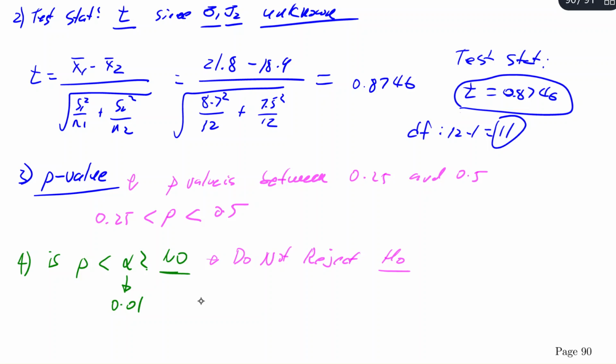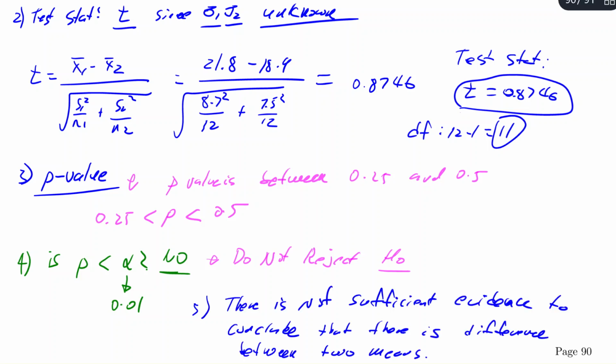So now our conclusion is there is not sufficient evidence to conclude that there is difference between two means, which is, again, we're just writing H1, or alternative hypothesis, in words. There is not sufficient evidence since we do not reject H naught. Okay, so this is how we test two means when population standard deviations are unknown.